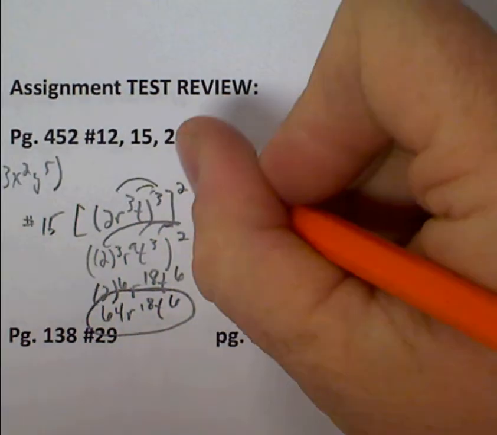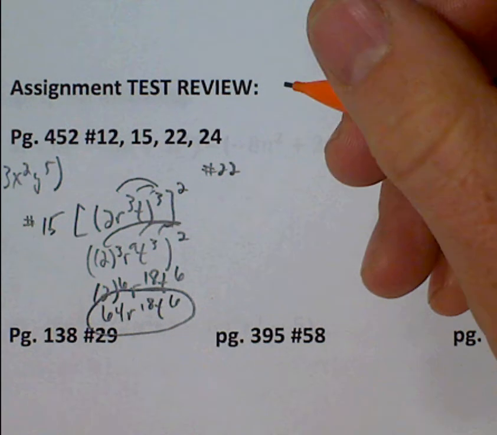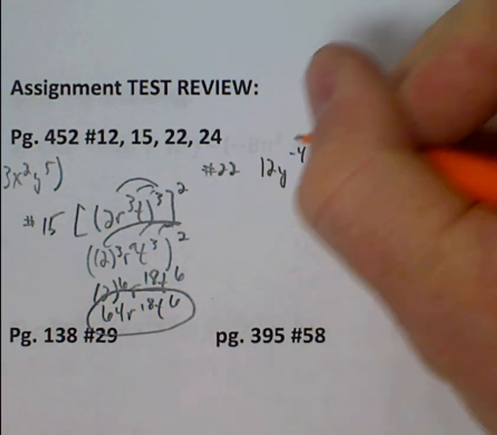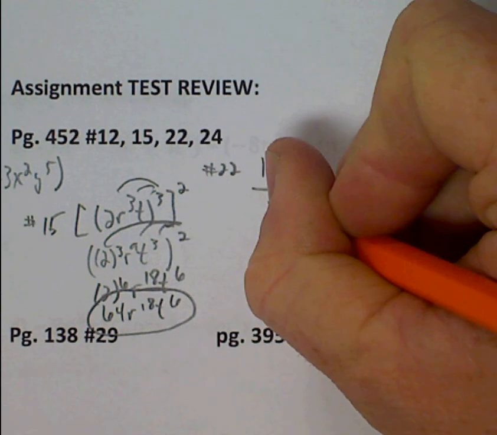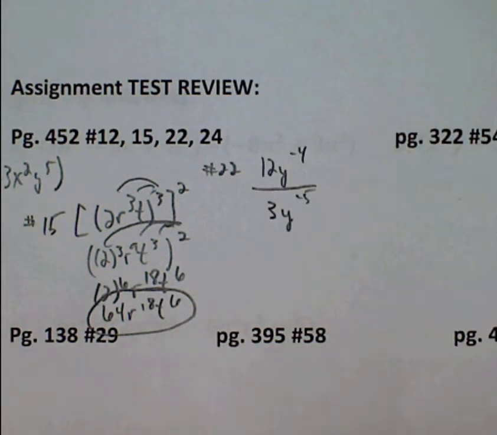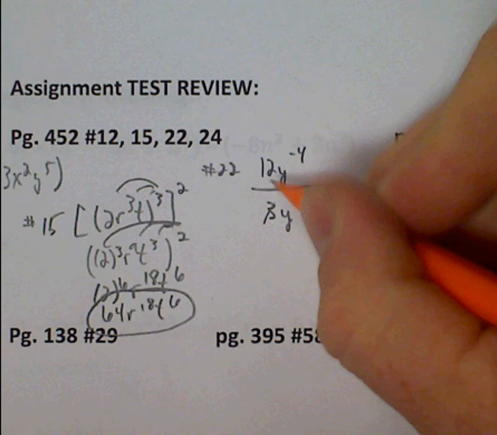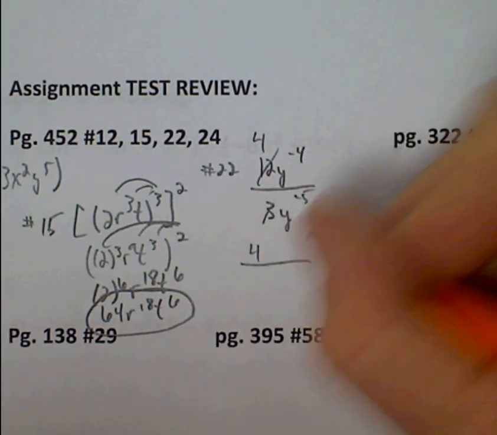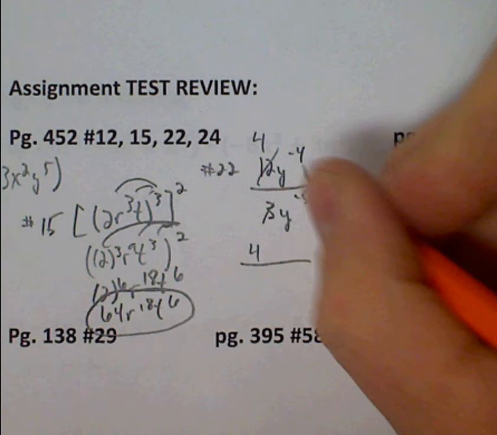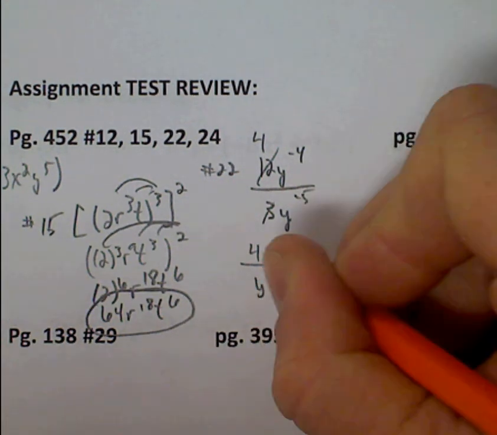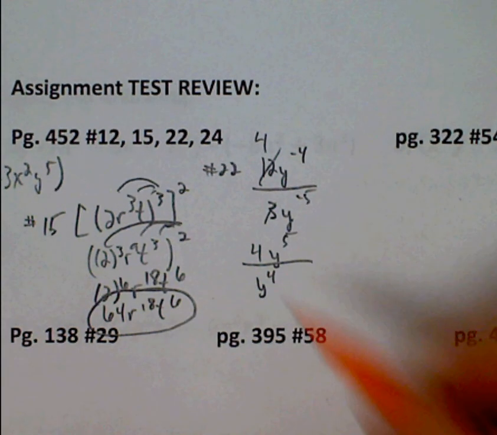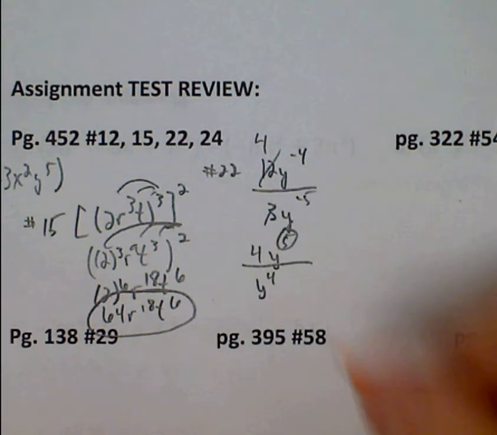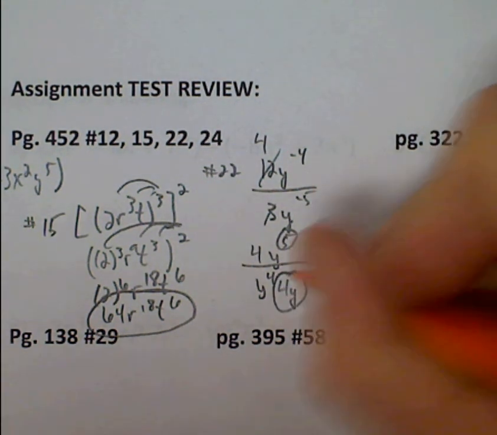Number 22, we have 12y to the negative 4 over 3y to the negative 5. 12 over 3 reduces to 4. And then we need to switch levels on our negatives. So y to the 4 goes on bottom, y to the 5 goes on top. If they're on top of each other, we subtract, keep the larger exponent, so that would be 4 to the y.